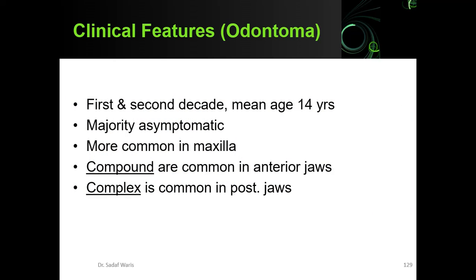Odontomas are usually seen in the first and second decades of life with a mean age of 14 years. Usually they are asymptomatic. Commonly, these lesions are seen in the maxilla. The compound form of odontoma is seen in the anterior region of the jaws, whereas the complex form is usually located in the posterior mandibular locations.